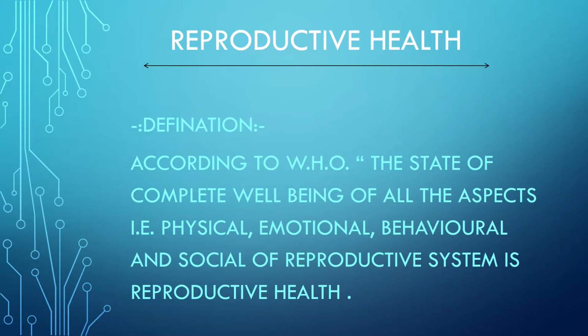So, according to WHO, we are able to define reproductive health as the state of complete well-being of all the aspects, that is physical, emotional, behavioral and social, of the reproductive system, and it is termed as reproductive health.